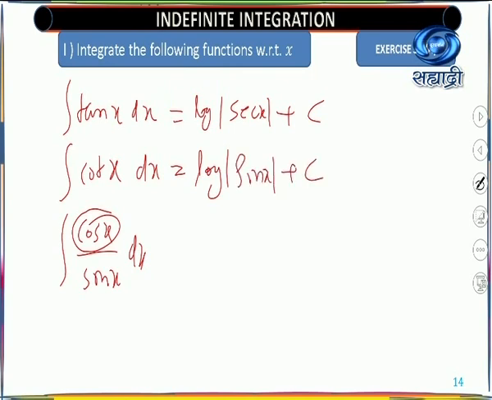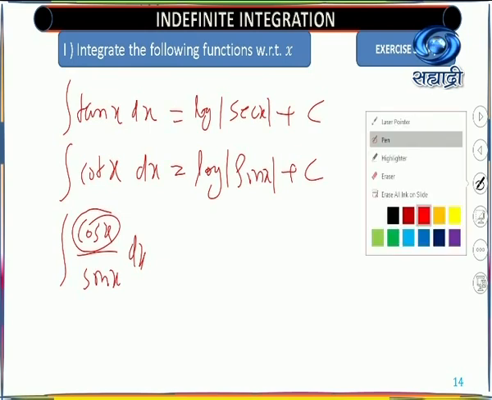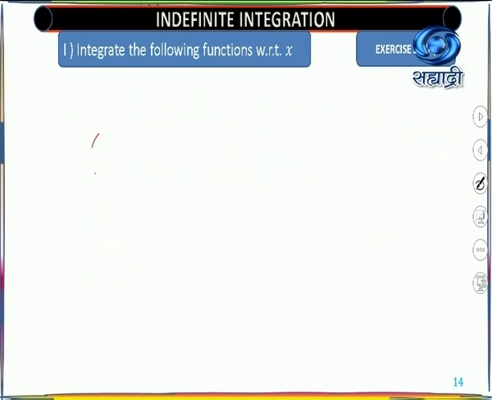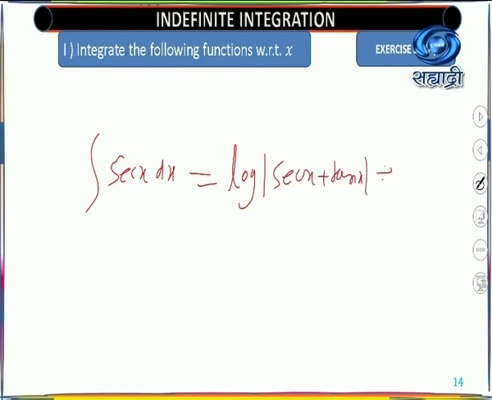plus constant of integration. But one more formula I have given you in terms of sec. What is that? You have integration of sec x dx. Integration of sec x dx was given as log of mod of sec x plus tan x plus constant of integration. We will simplify this. Once you simplify this, you will get one more important formula which we are going to use.